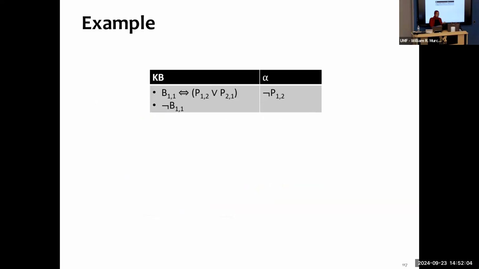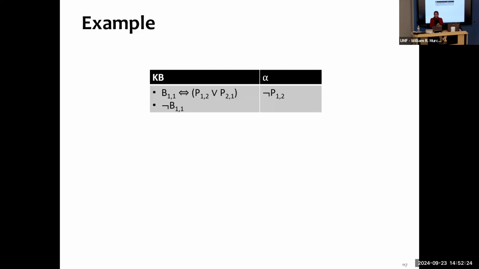Okay, now let's take a concrete example. What we have in our KB is B11. You guys are now familiar with the B and P notations, and still remember that or not yet? What is B and what is P?